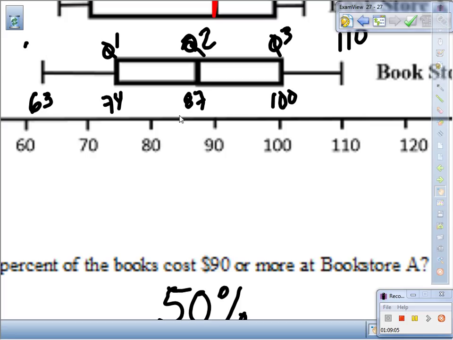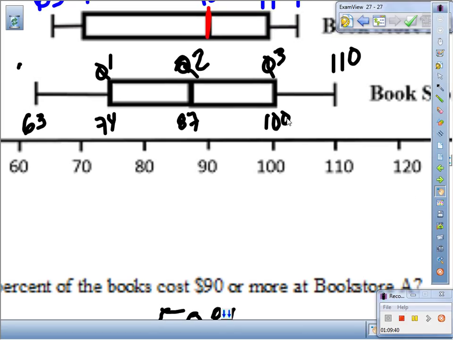How do we find the range? Don't say it out loud. Look at it. How do we find the range of the upper 50%?